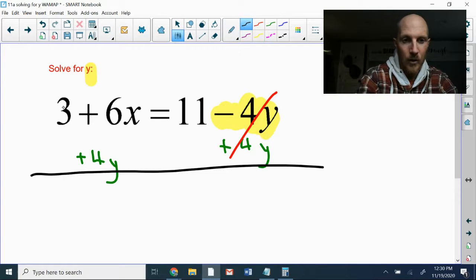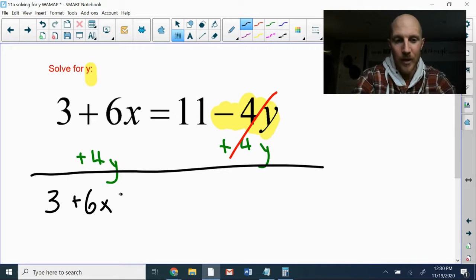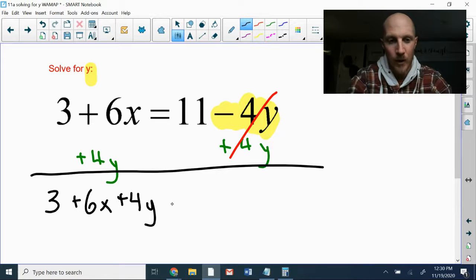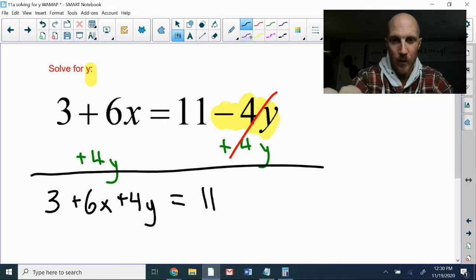Okay, so on the left-hand side, I had the 3, I had a 6x. The 4y that I'm adding is not a like term with any of those, so it does not combine. I'm just going to write everything down in a row, the equal sign, and then this 11 is going to come down here.